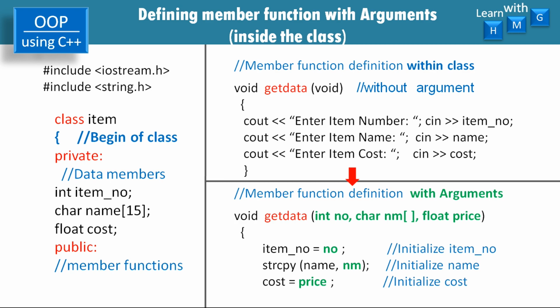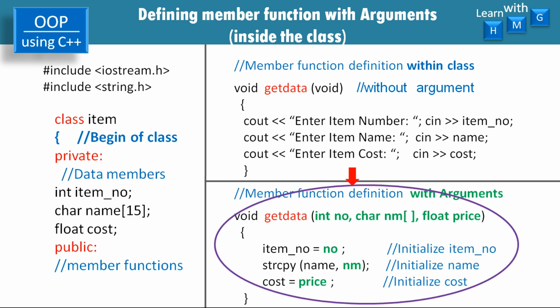Like this, you have the end of the function, because it is a void function with no return statement. So this is the get data function definition with arguments, and the one above is the get data function without argument. For your better understanding, I have explained both types of functions, without argument and with argument, and both are defined inside the class. Okay, let us go further.